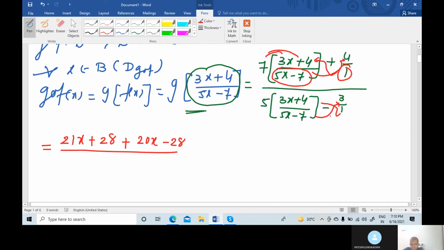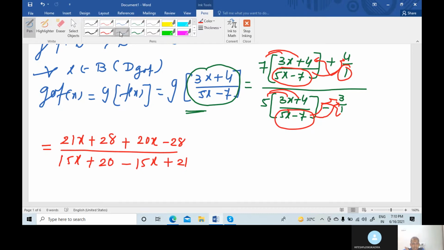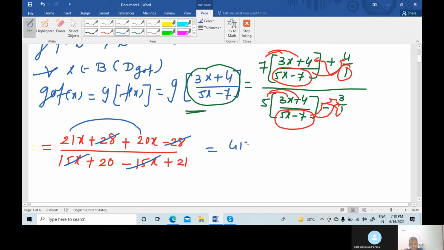And in the denominator again, 5 opens here. 5 3s are 15x, 5 4s are 20, minus (5x - 7) multiplied by here. 3 5s are 15, 3 7s are 21. In the numerator, which term will be cancelled? 28 plus minus cancel, and in the denominator plus minus 15x will be cancelled. So in the numerator 21 plus 20, 41x. Denominator 20 plus 21, 41. Again 41 cancels. Only the answer x.